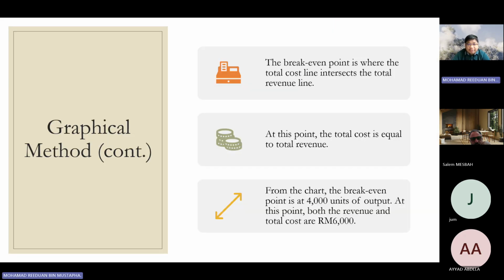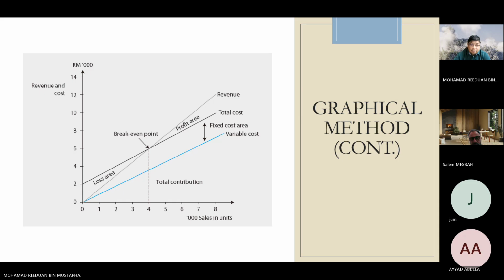Okay, the break-even point is where the total cost line intersects the total revenue line. At this point, the total cost is equal to the total revenue. From the chart, the break-even point is 4 units of output. At this point, both the total revenue and total costs are 6,000. So you can plot all this graph.